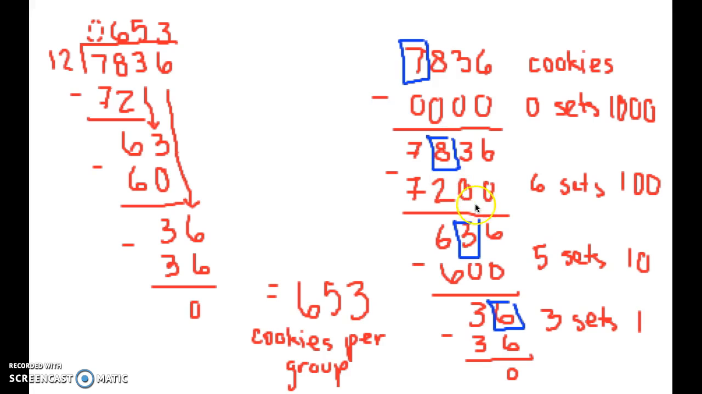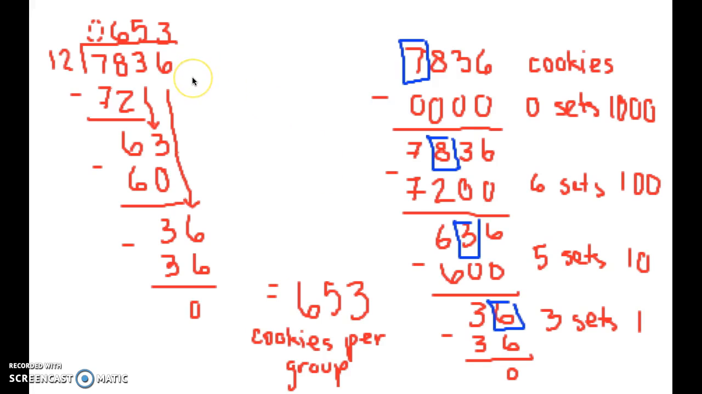So then you move on to your tens place, and you find out that you can multiply 12 by 50, or you have your 5 sets of 10, and you get 600. Subtract that, you're left with 36. And we know that 12 goes into 36 3 times, so you have 3 sets of 1, and you end up with 0. Over here, it's just a simplified version of that.